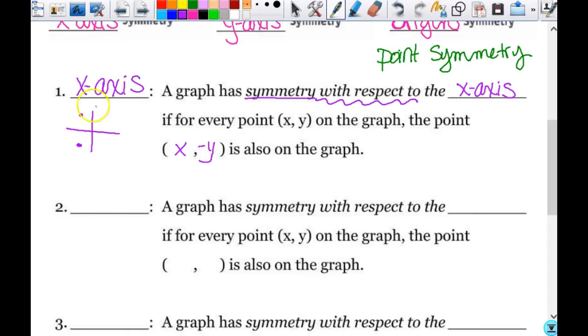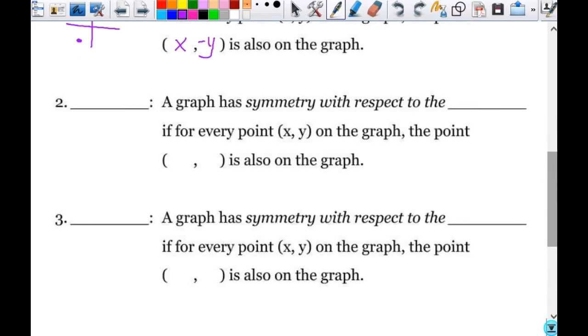And you can tell by jotting down a little graph here that your x value stays the same, the y value changes. That is your rule for reflecting in the x-axis, right? And it works for functions as well. That's something that you look at functionally. All right, so then we'll look at the y-axis.